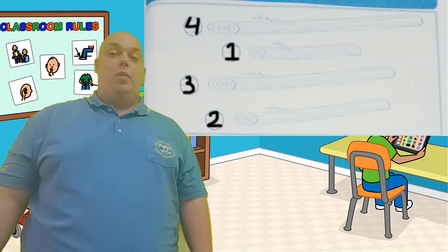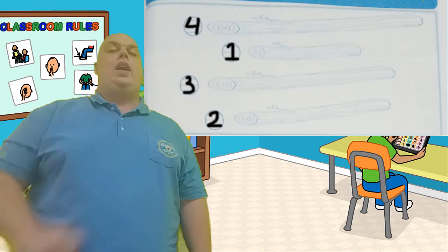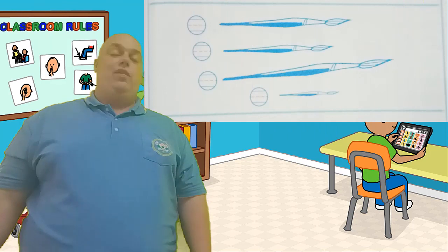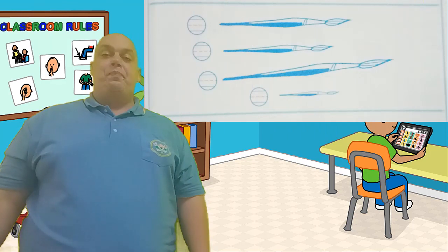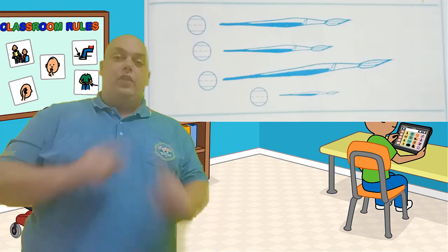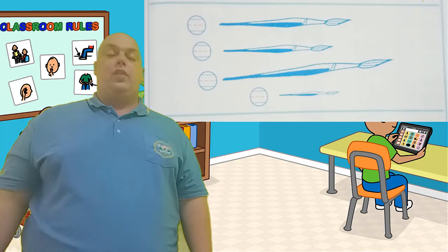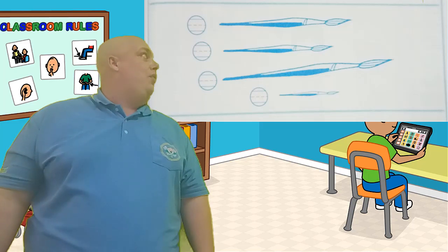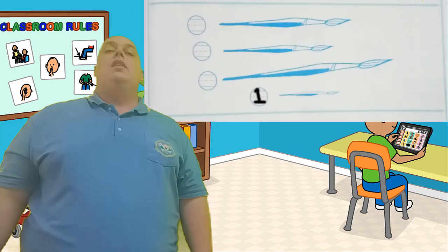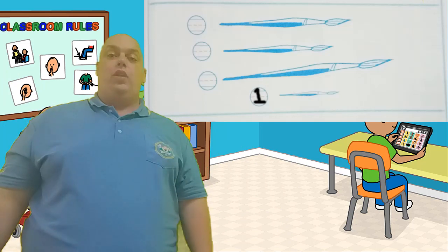Okay, did you finish them all? 1, 2, 3, and 4? Okay, then we can go to the next set. So over here we got 4 paintbrushes. And again, we're going to start with number 1 being the shortest paintbrush. So which one is the shortest? Let's write number 1 in front of that one over there. Yes, write number 1 in front of the shortest paintbrush.